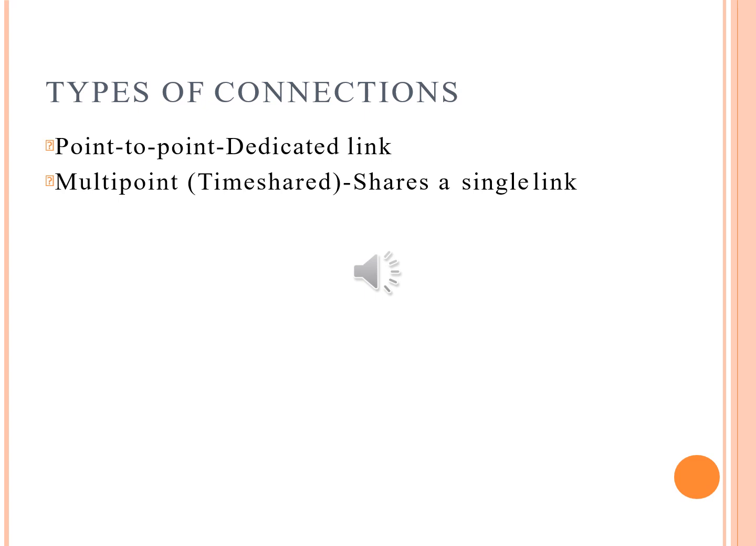Another very important point is that we have different types of connections. First is point-to-point, also known as a dedicated link, and we have multipoint, also known as time shared, which shares a single link. It means we have one-to-one communication or one-to-many communication. We have a single resource, and we share it with all the other end users, and they all obtain that resource easily. That is known as multipoint.